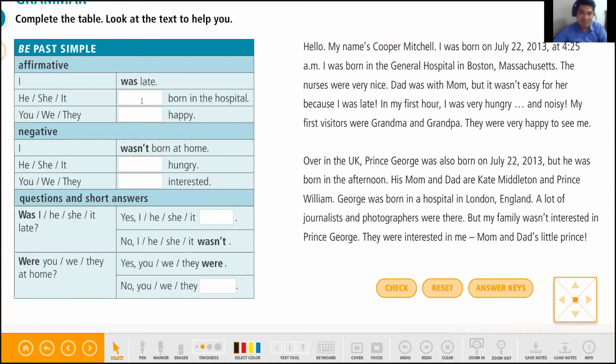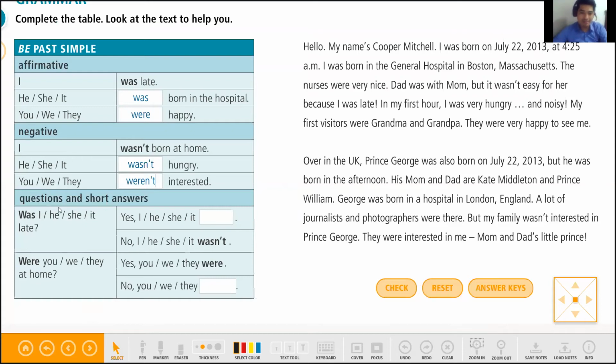What is the option here? All right, I'm going to check. Was, don't use a capital letter. Was born in the hospital, okay? This is your answer. You, we, they, were. In negative, class, I wasn't born at home. He, she, it, wasn't, okay. You, we, they, weren't, weren't interested.